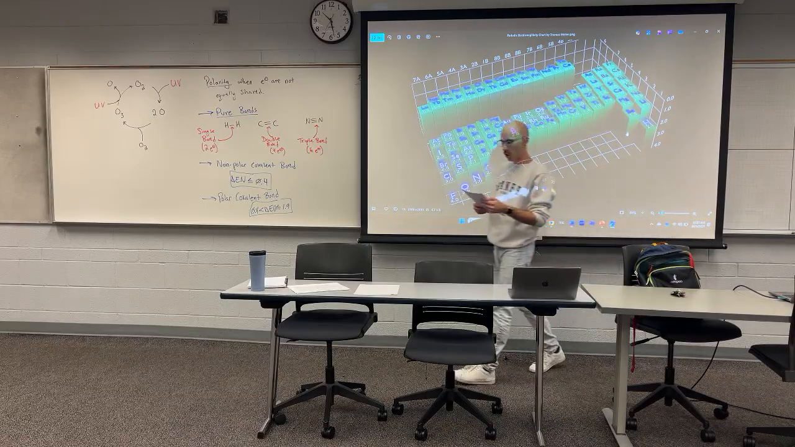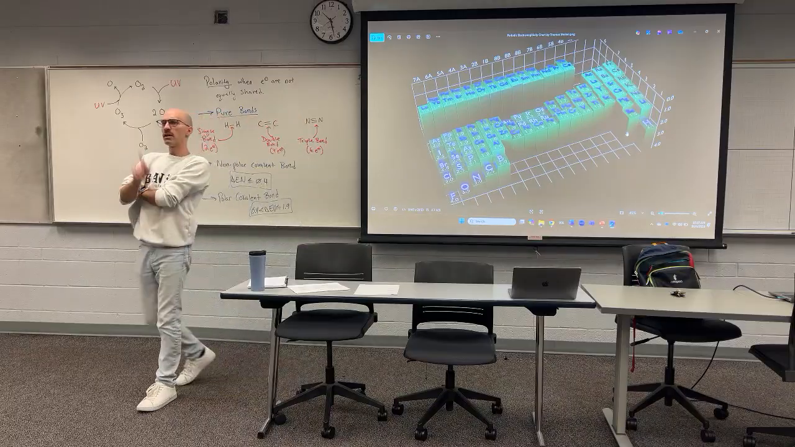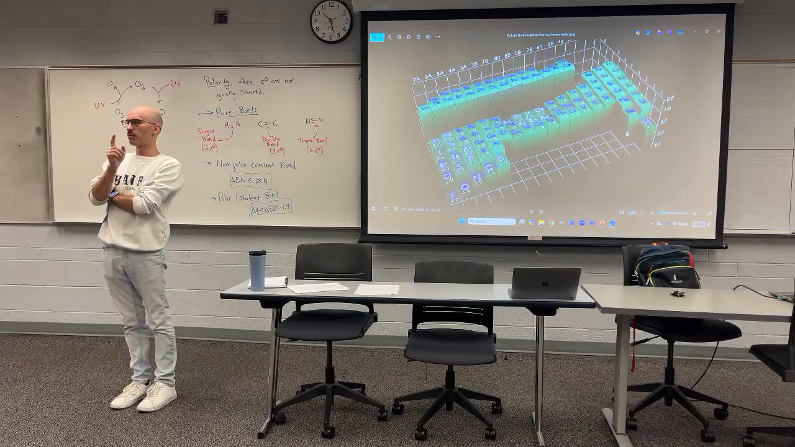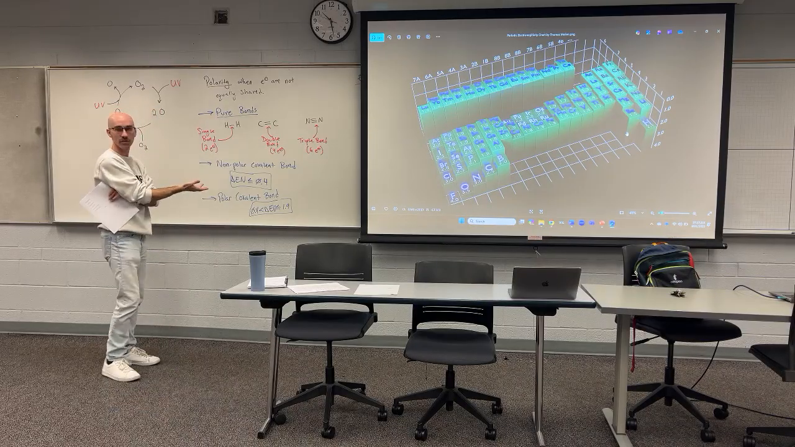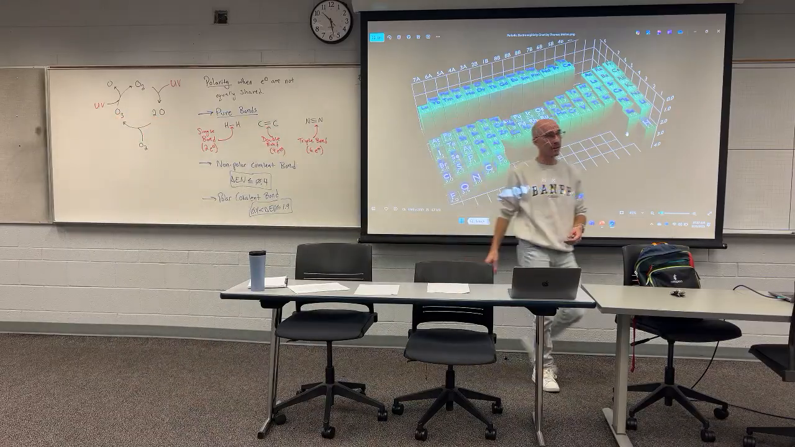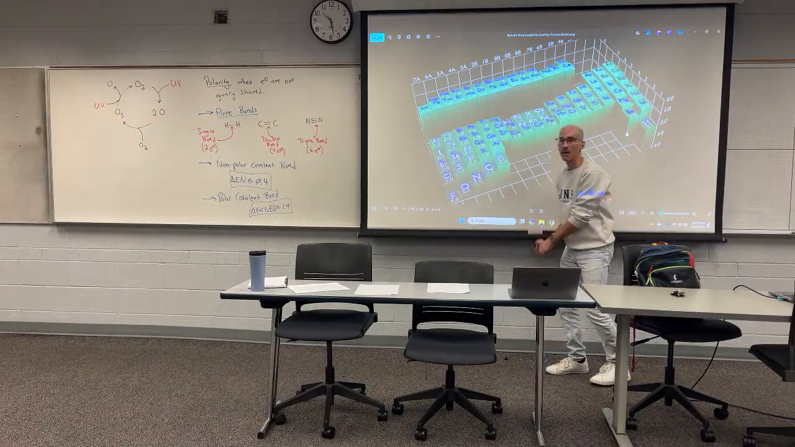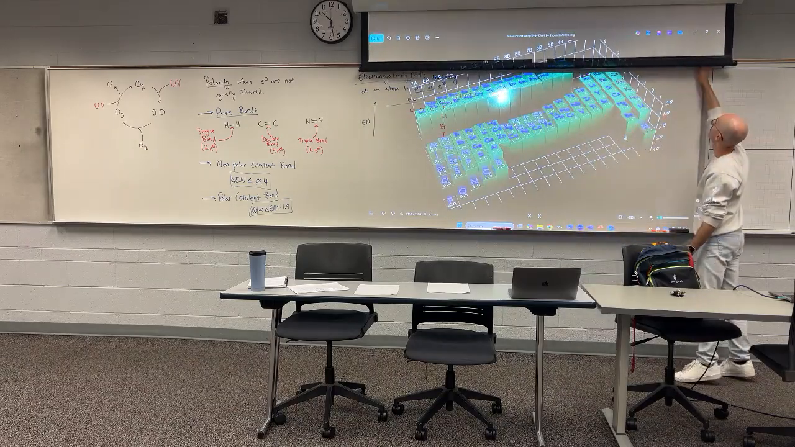Now look at the third row. You've got the C to N double bond. We know the C to N single bond was polar. How does it change when there's a double bond? Does the math change? No. It's still the same electronegativity values. It's still the same math. So the C to N double bond is polar.